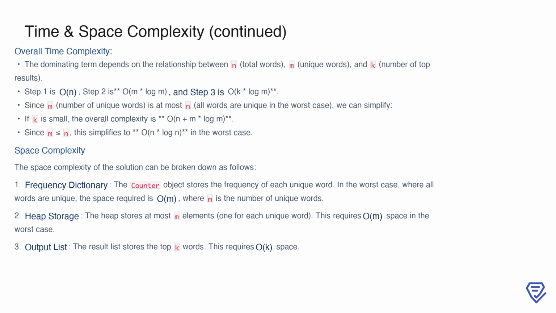Shifting to space complexity, we analyze the memory requirements. First, the frequency dictionary stores the count of each unique word, which takes O(m) space. Then, the heap structure stores up to m elements, also requiring O(m) space. Finally, the result list for the top k words takes O(k) space. Together, these components define the memory usage of the algorithm.